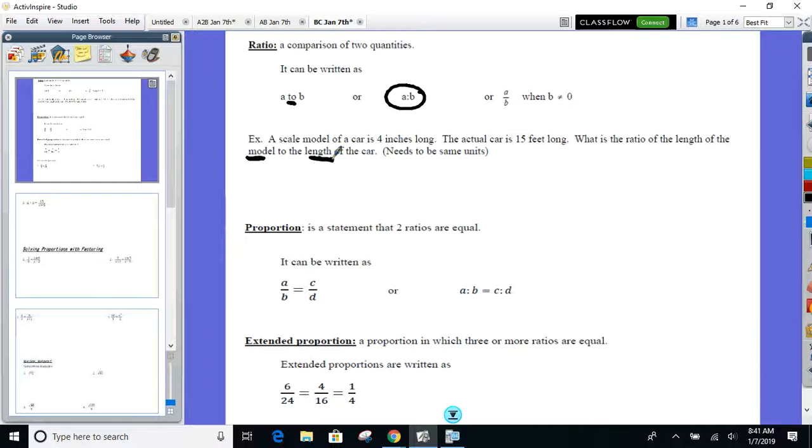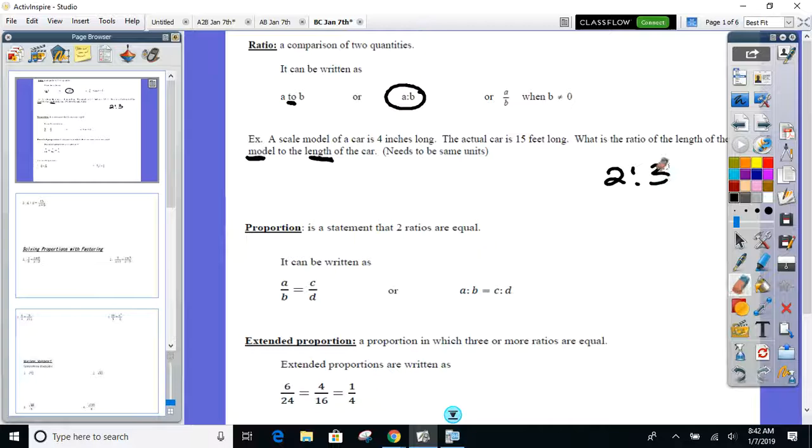Now notice what I have in parentheses. If you write 2 to 3, whoever's reading that is going to assume that's in the same units. It's 2 inches to 3 inches, or 2 feet to 3 feet. They're not going to assume one's in inches and one's in feet. So when you write a ratio down, you have to make sure it is in the same units. All right, so I have a 4-inch long model car and a 15-foot actual car. We've got to make a decision. Inches or feet? All right, inches then.